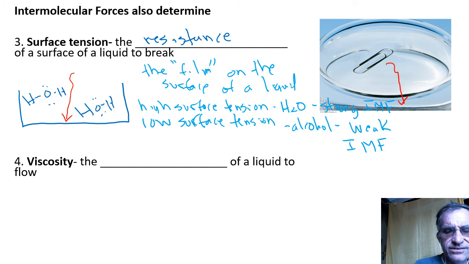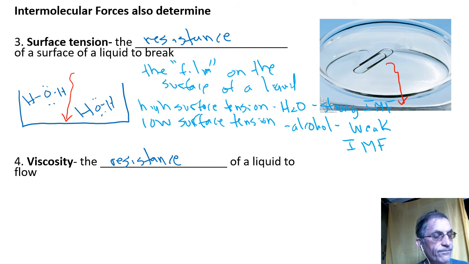All right, one more term, viscosity. Viscosity is the resistance of a liquid to flow. So how hard is it to get some liquid to move out of maybe the bottle in your kitchen into your cup that you're pouring it into? Does it move quickly from one container to another or slowly? So viscosity is the resistance of a liquid to flow.